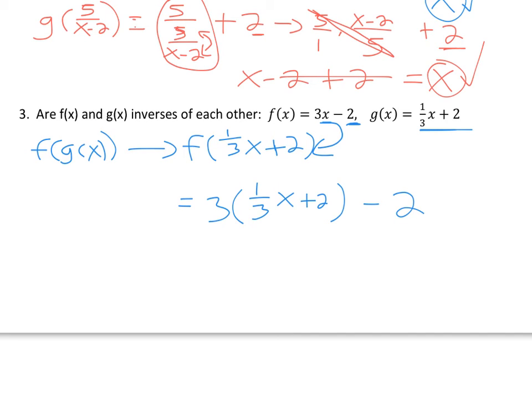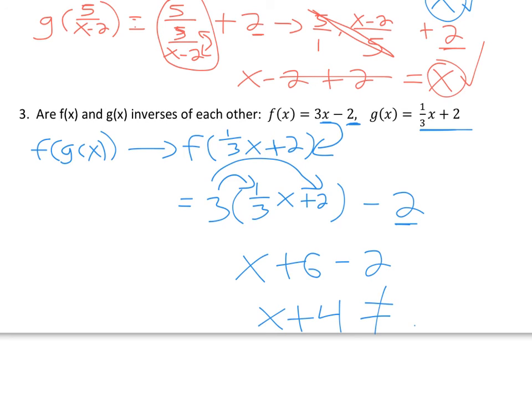So let's evaluate. Let's distribute this 3. So 3 times 1/3 x is x. 3 times positive 2 is what? Plus 6. And then I have this minus 2. So if I do the 6 minus 2, I get 4. I get x plus 4. All right, I can't simplify that any further. This does not equal x.